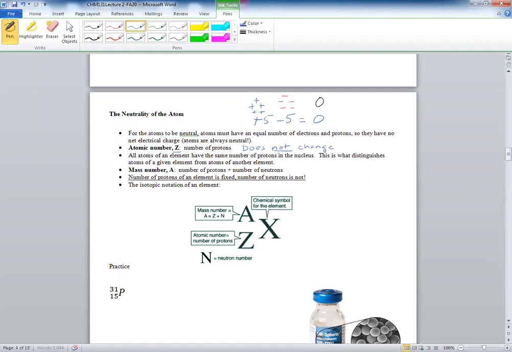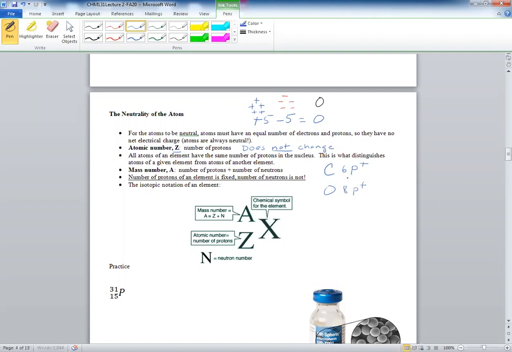So all atoms of an element have the same number of protons in the nucleus. This is what distinguishes atoms of a given element from atoms of another element. Very simple. If we look at carbon, carbon has 6 protons. Oxygen has 8 protons.